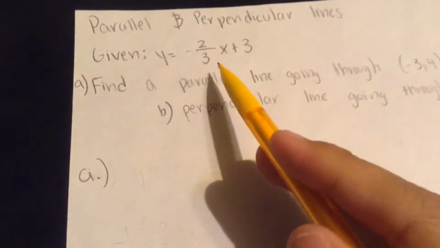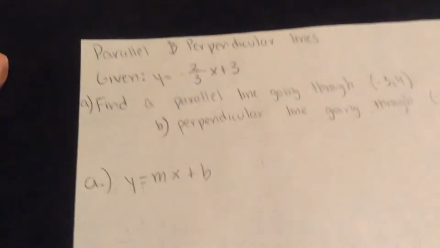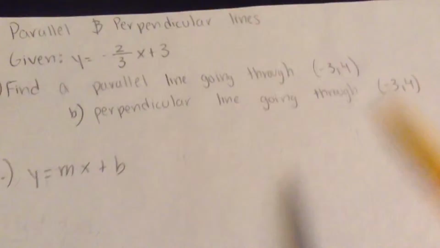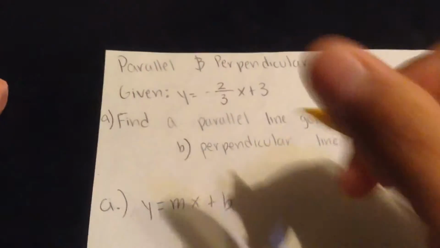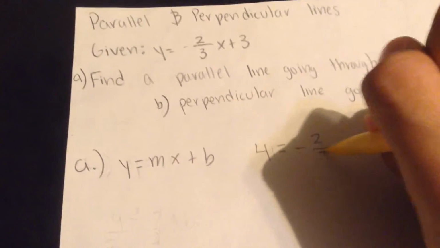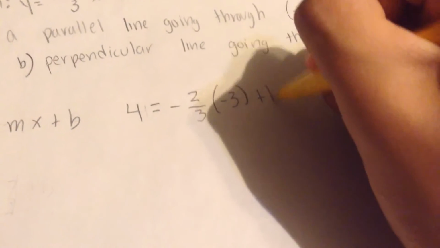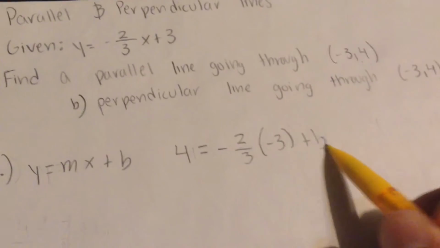We know that the equation is in slope-intercept form, which is y equals mx plus b. And when lines are parallel, they have the same slope. And we just evaluate this coordinate into this equation. And it will look like this: 4 equals negative 2/3 times negative 3 plus b. And now we just simply find b.